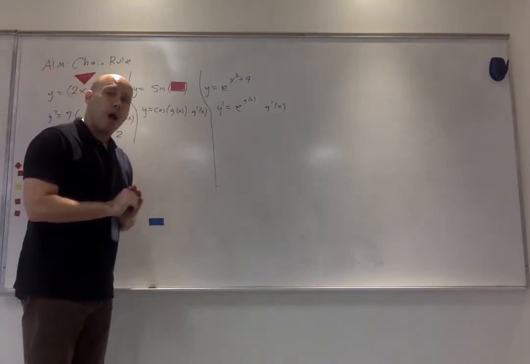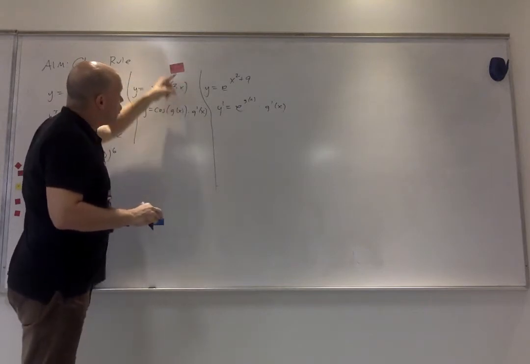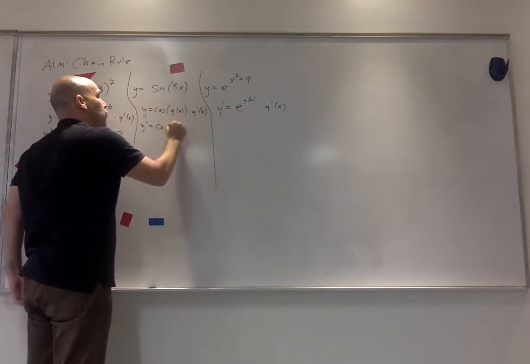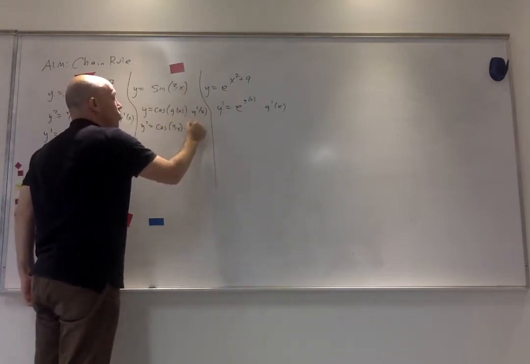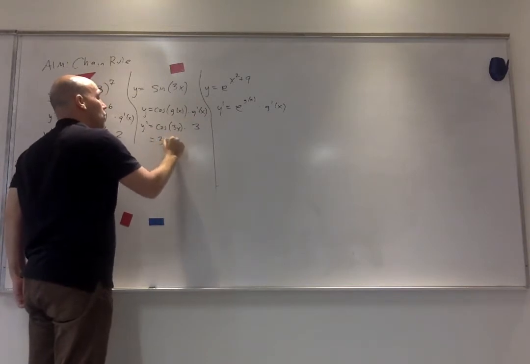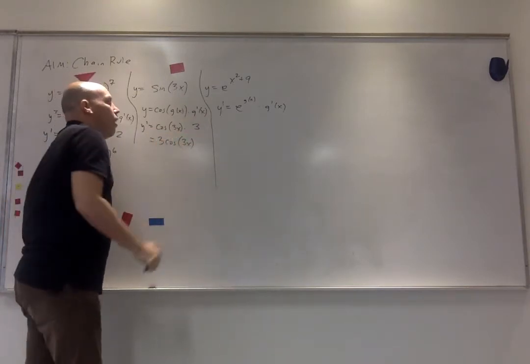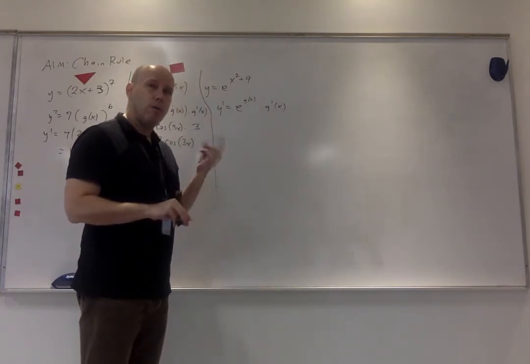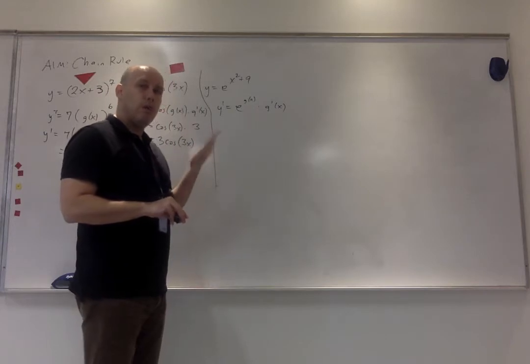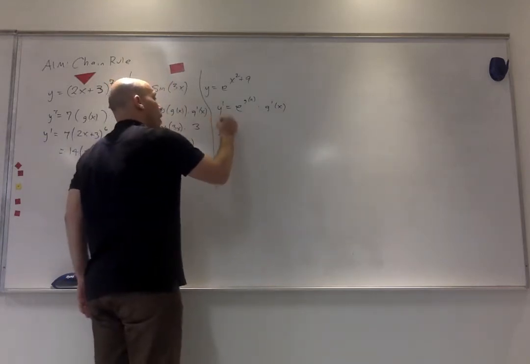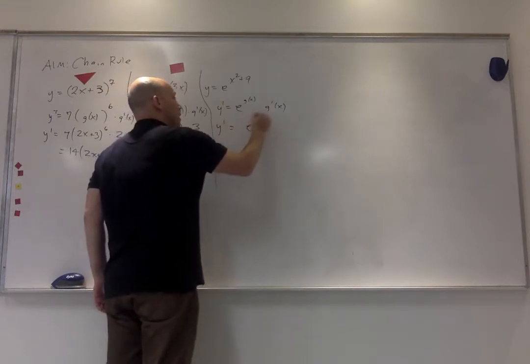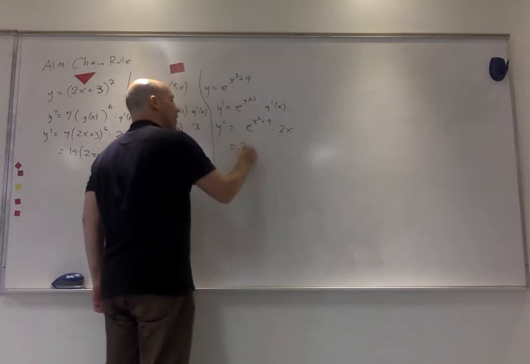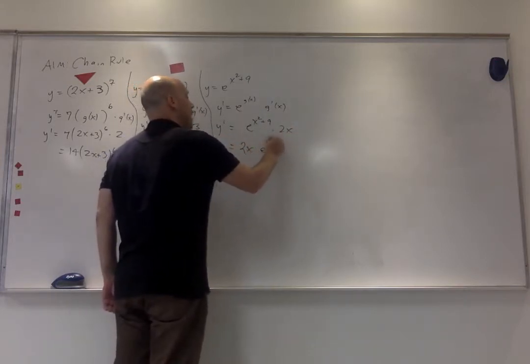What's going on with the second problem? Okay, well, the function was 3x. So y prime is cosine of 3x times the derivative, which is 3. Final answer, 3 cosine 3x. What do you think is going on with the last one? Try it on your own. Okay, well, we know it's e to the x squared plus 9. The derivative of the inside is 2x. Let's put that in front. So the final answer is 2x times e to the x squared plus 9.